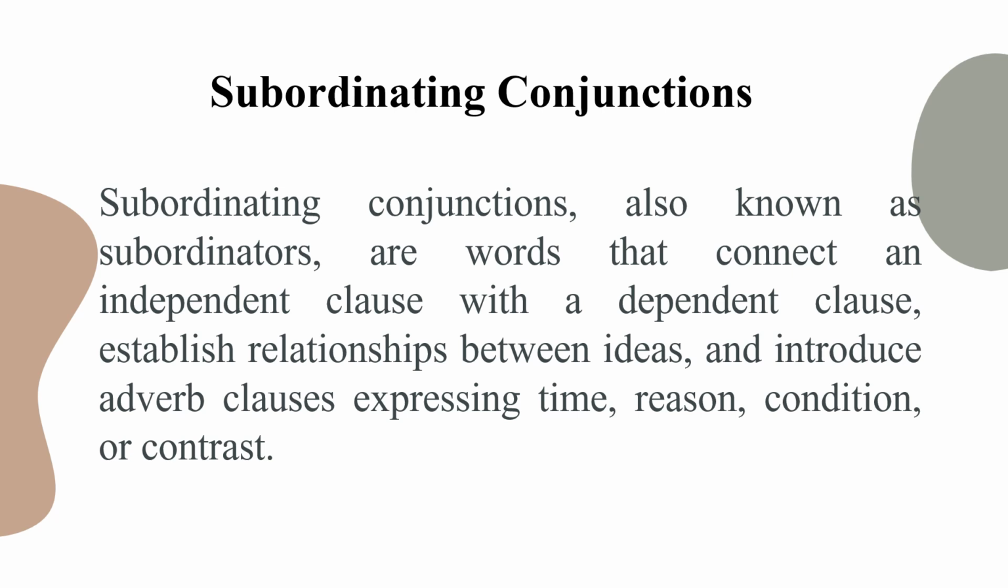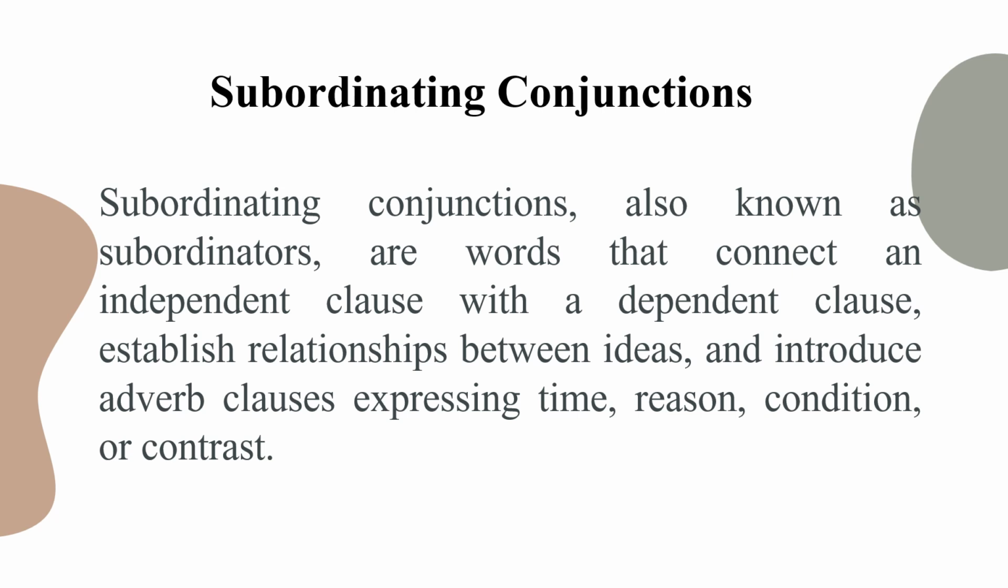Next is cause or reason, like because, since, as, so that. Thirdly, we can say condition, like if, unless, even if, provided that. Fourthly, we can talk about contrast or concession, like although, though, even though, whereas. And fifthly, we can also talk about place, like where and wherever.